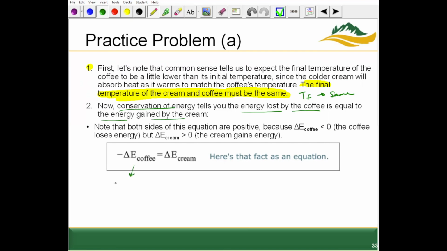And again, I prefer to use negative Q of the coffee is equal to positive Q of the cream. Whatever is happening to coffee, the opposite is happening to cream and vice versa. If the coffee is losing heat, it has to go into the cream. We're not going to gain or lose energy. It's all going to be conserved between just the coffee and the cream because we're told we don't need to worry about the environment around these, the coffee and the cream. We're just focused on the coffee and the cream, not the air around it, not the cup.